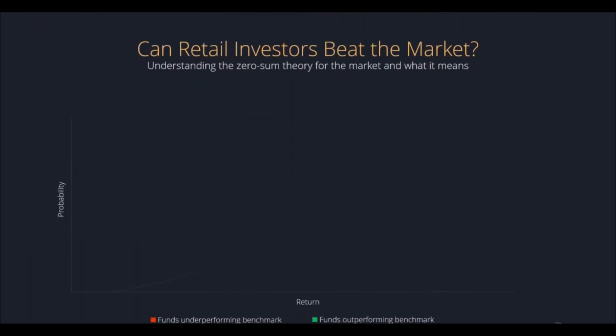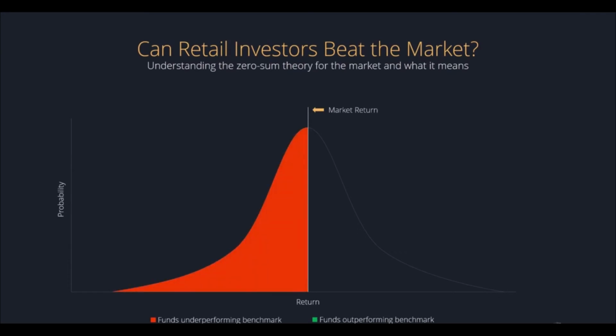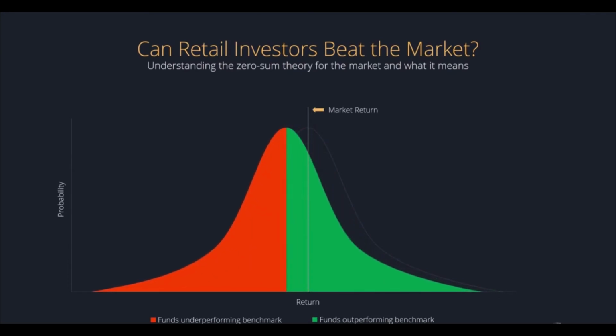So, with all this in mind, can retail investors beat the market? Well, we've highlighted throughout this video the effect of fees. And you can look at this here to see that if you think about returns as being normally distributed around an average, you basically would have half of people outperforming and half of the people underperforming, or in this case funds, half would be underperforming, half would be outperforming.